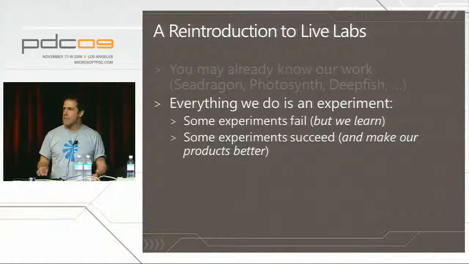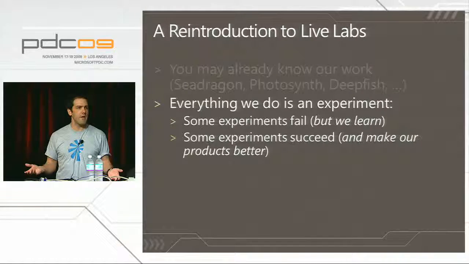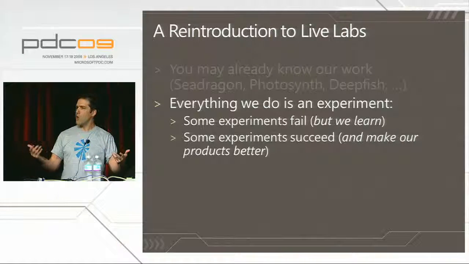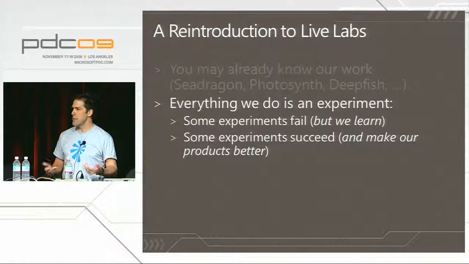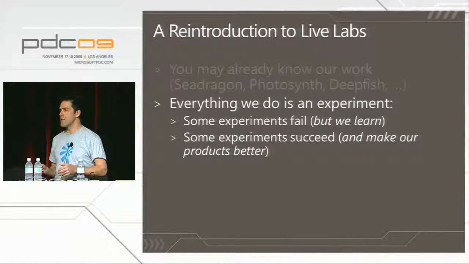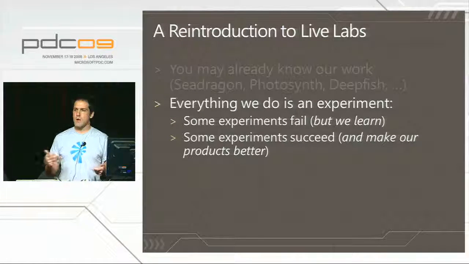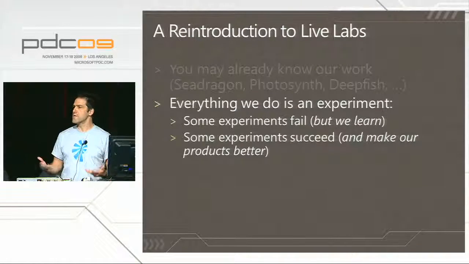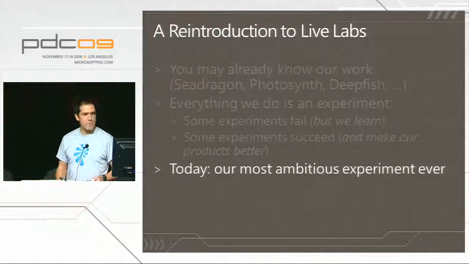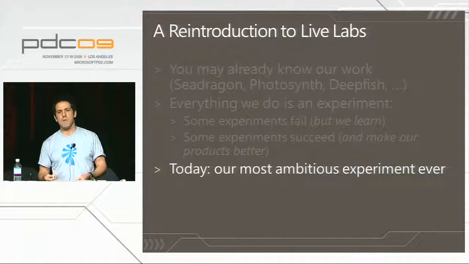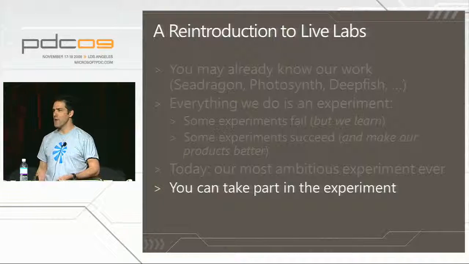So as a result, everything that we do is an experiment, and our experiments really have two higher level goals. One, we hope that what we do is compelling and worthy of being included into a product. But that's not always the eventual route of everything that we do. The second outcome is if we do something that is high risk, we learn from our mistakes. And today, I'm going to tell you about what is basically the most ambitious experiment that we've ever pursued within Live Labs. And hopefully, you'll be a part of it.